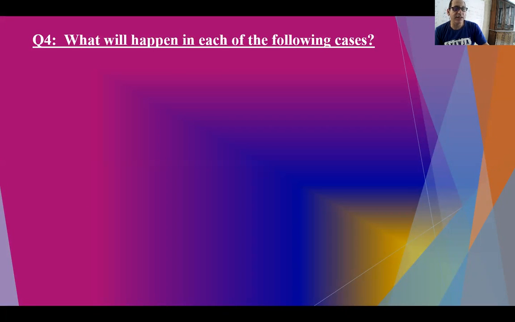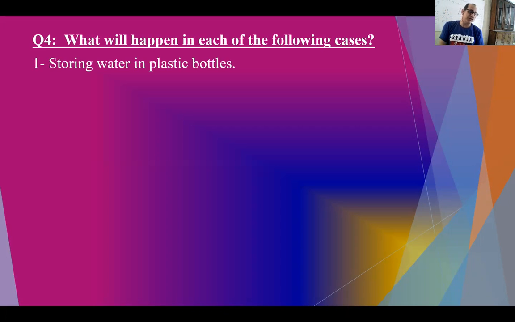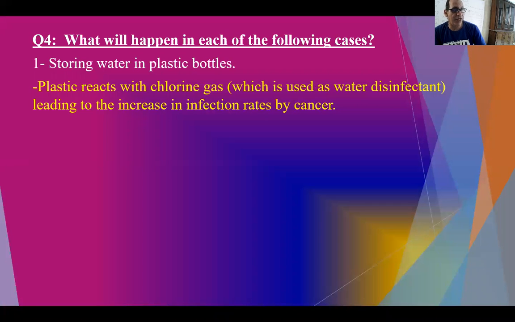What will happen in each of the following cases? Storing tap water in a plastic bottle. In tap water, we use chlorine as a disinfectant. This disinfectant may react with the plastic which the bottle is made of, and this causes harm for humans and may lead to the infection of cancer.